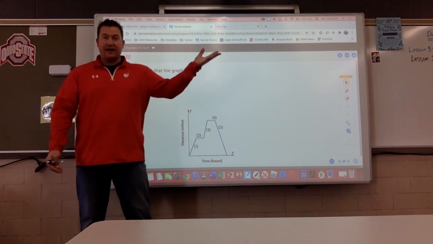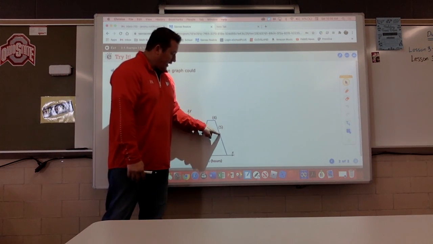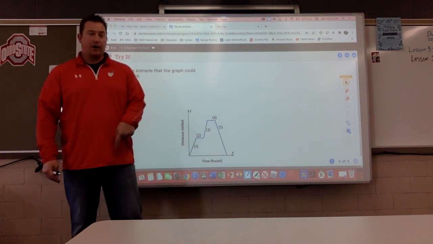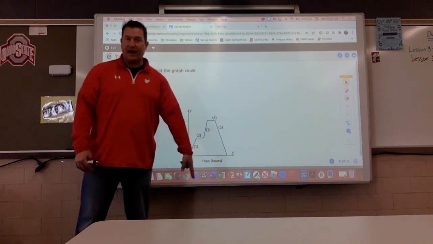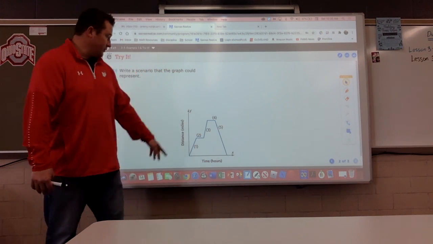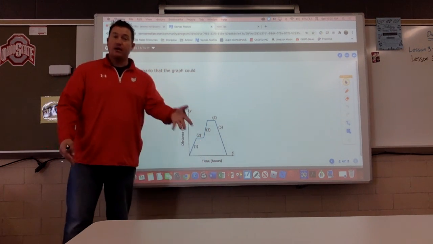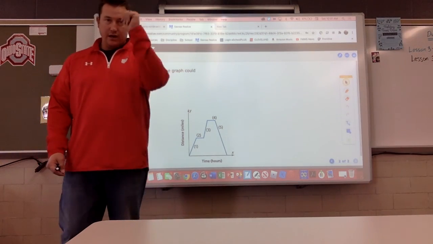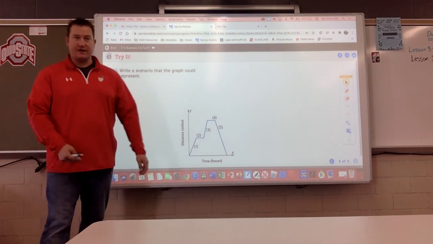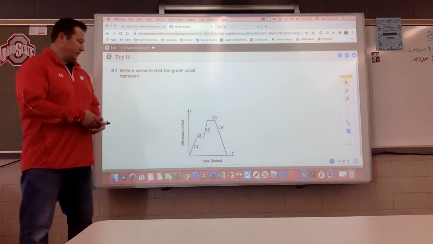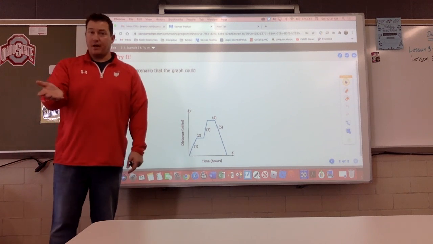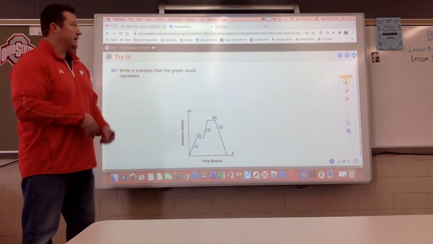So I leave my friend, I give him the rest of the Cheetos. I proceed then to walk back home during interval number 5, right? Decreasing, so my distance is decreasing until I get back home. There you go. There's my fictitious scenario that matches this one here. I'm sure you guys can make up one as well because you are creative individuals.